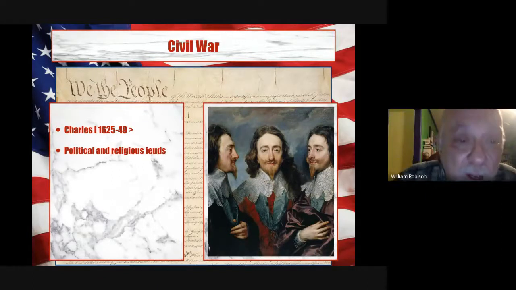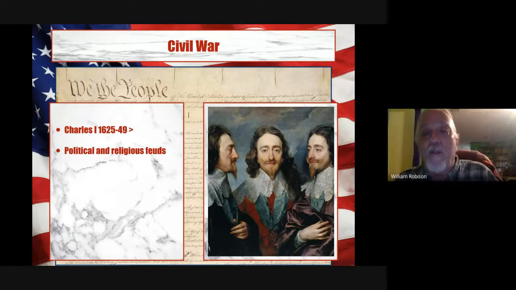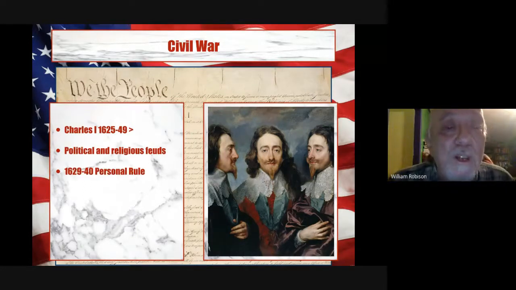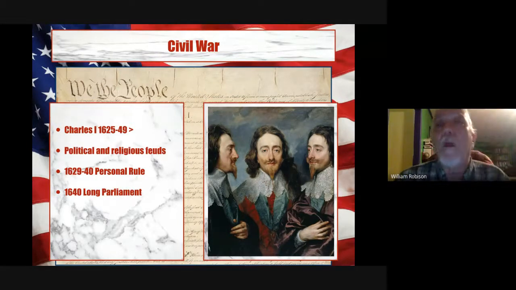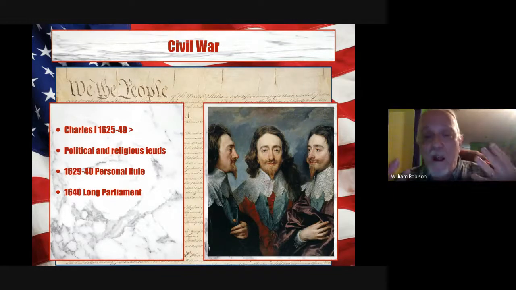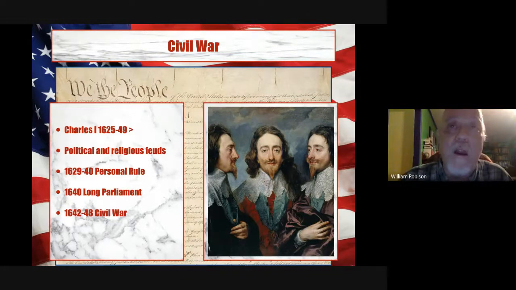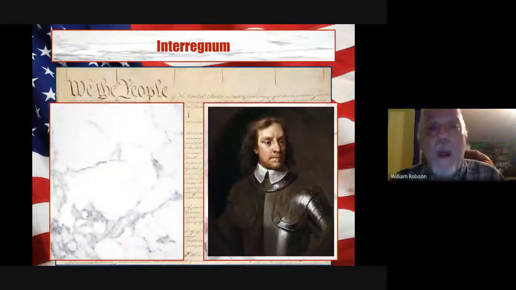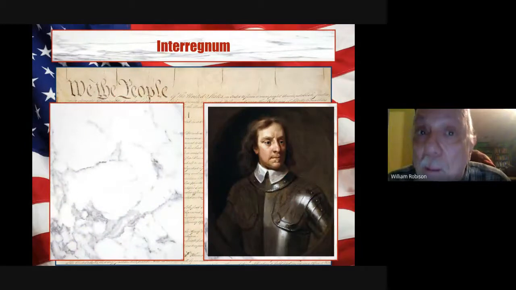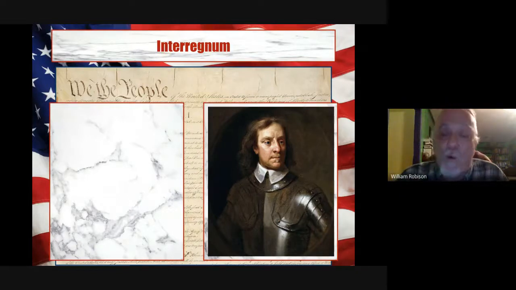Parliament fought a war against Charles I, with whom they had had political feuds. He tried for 11 years in his so-called personal rule to rule without them. And in 1640, the Long Parliament proceeded to condemn him for all of this, and the upshot of that was civil war. A civil war which Parliament won and which led them to overthrow the king and to execute him in 1649. Over the next 11 years, England experimented with a republic. The only time in English history there's been one. This is called the interregnum because it's between reigns.